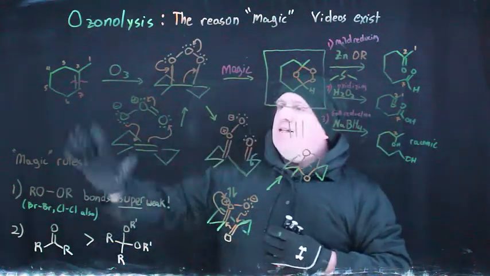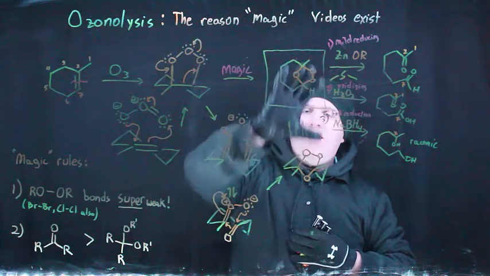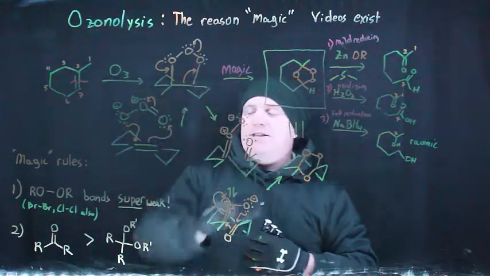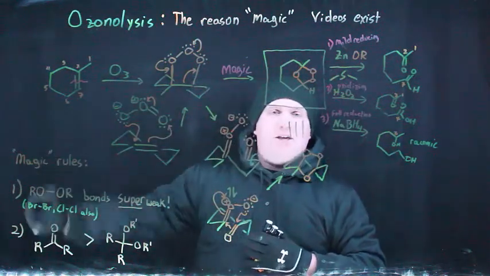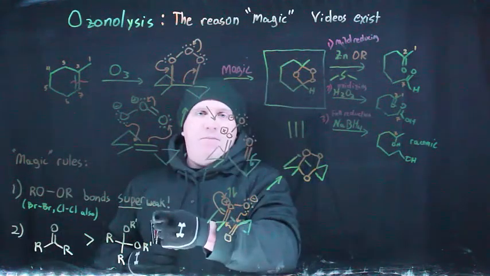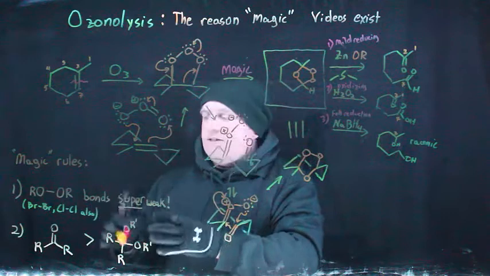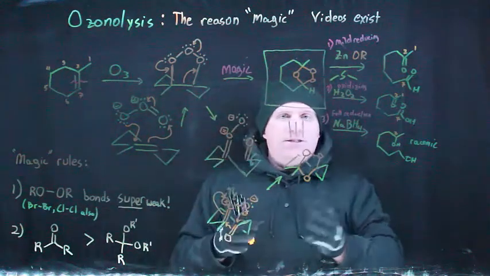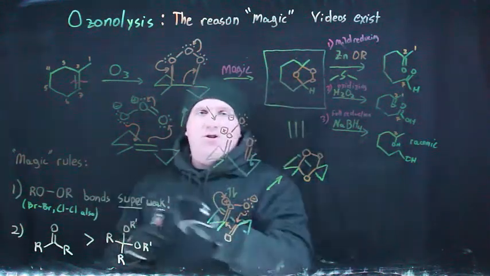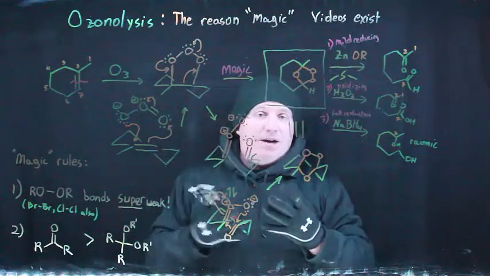As far as the mechanism, I don't care that you know any of this. I just wanted you to see it at least once because it illustrates some of the key rules that are going to matter. And the rule that matters the most for this course is the fact that oxygen-oxygen bonds and bromine-bromine bonds and chlorine-chlorine bonds are exceptionally weak. So if you see them, you should think, oh, that really wants to break and become anything else.